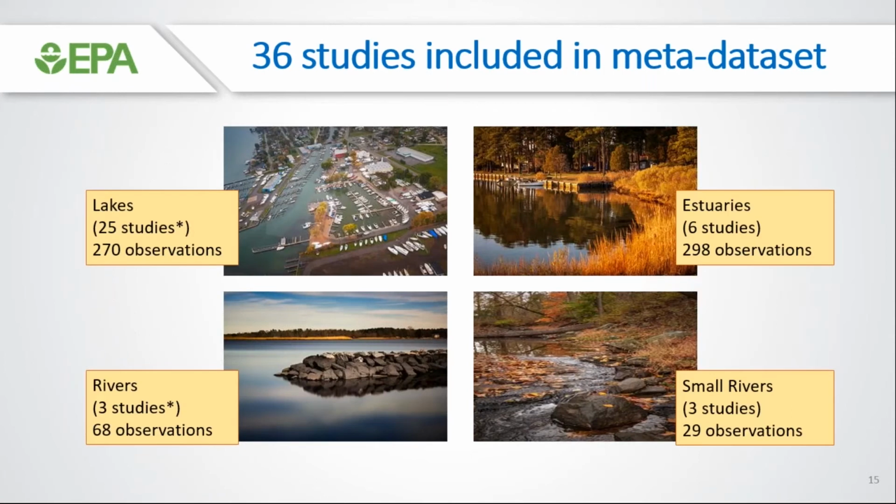So out of the 36 remaining studies, the majority examine lakes and reservoirs. The asterisk on the lakes and rivers boxes represents that one study we found examines both rivers and lakes in the same study. So it is included in both categories. Next slide.